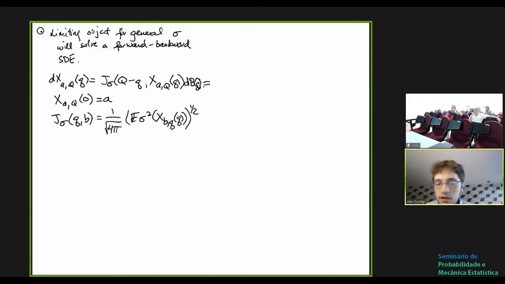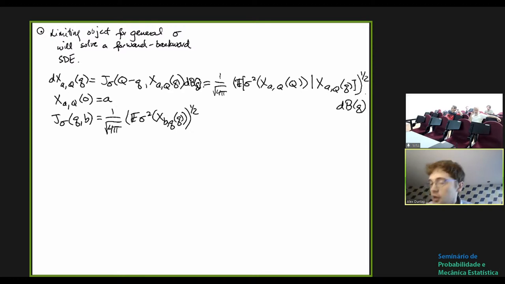I think it's a little bit clearer to write it in a slightly different way. You can check that this is equal to 1 over the square root of 4 pi times the expectation of sigma squared of X_A capital Q of capital Q. This is the same solution, but now evaluated at the final time. But this is a conditional expectation, conditional on X_A capital Q at the current time. And then we take the square root, and this is all dB_q. So what we're saying is that this is an SDE. The diffusivity at the time lowercase q is the expectation of sigma squared of the solution at the final time, conditional on the current value of the solution.